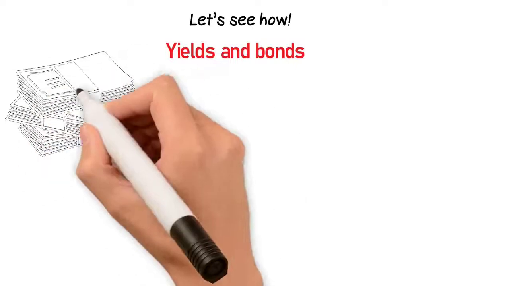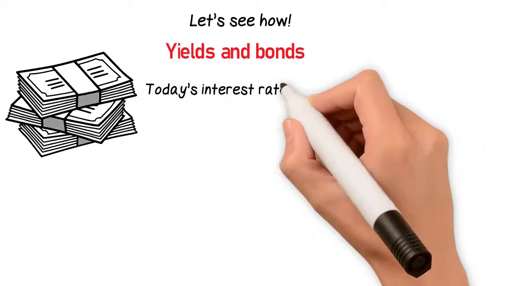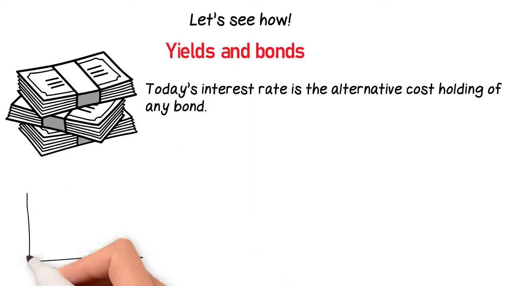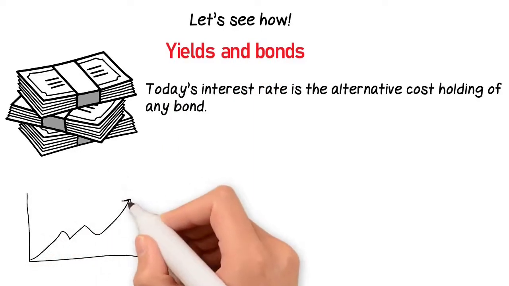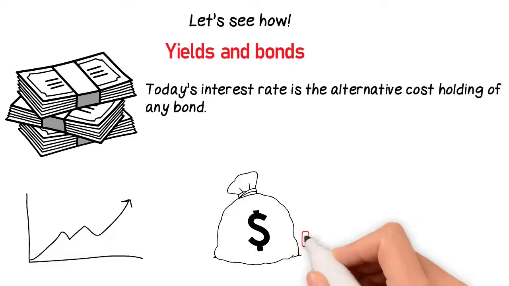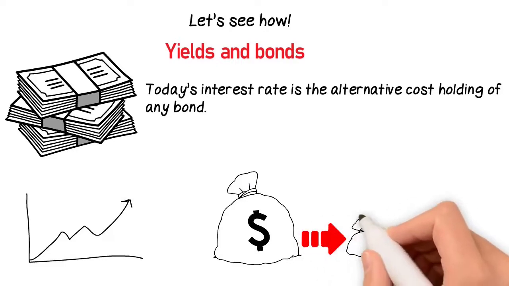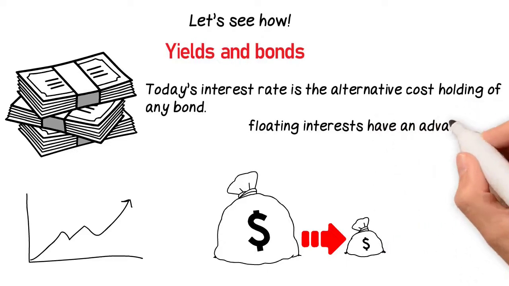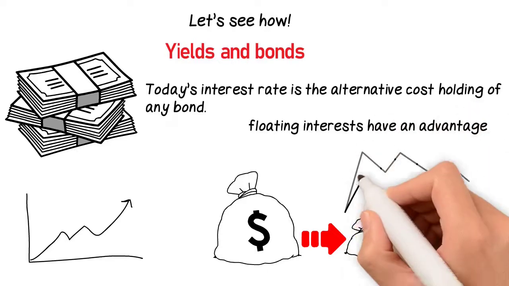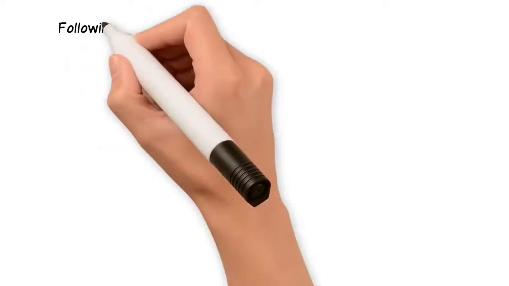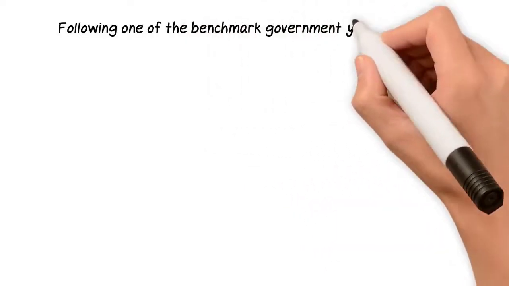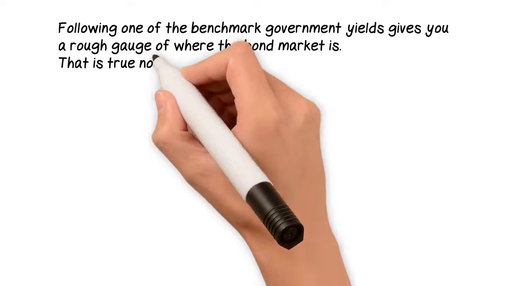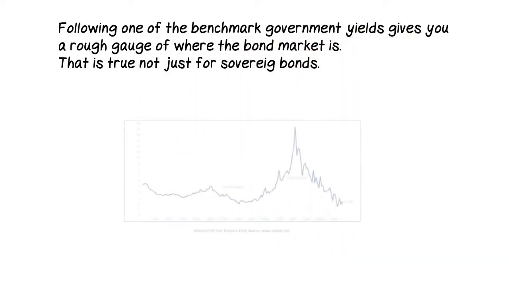Interest rates strongly define the price of bonds, as today's interest rate is the alternative cost of holding any bond. That means if yields move higher, it will cause bonds to fall, as their fixed payments will be worth less. Of course, bonds that have floating interest have an advantage here. Following one of the benchmark government yields, like the most widely used 10-year U.S. Treasury yield, or the German counterpart of it, gives you a rough gauge of where the bond market is.